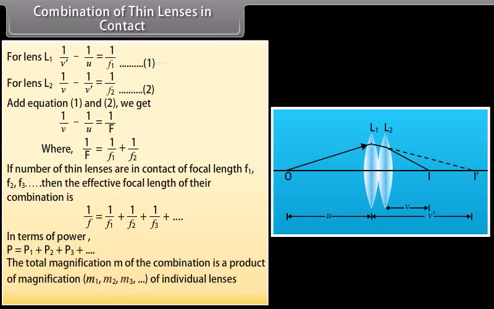The total magnification M of the combination is a product of magnifications M1, M2, M3 and so on of the individual lenses. M is equal to M1 times M2 times M3.